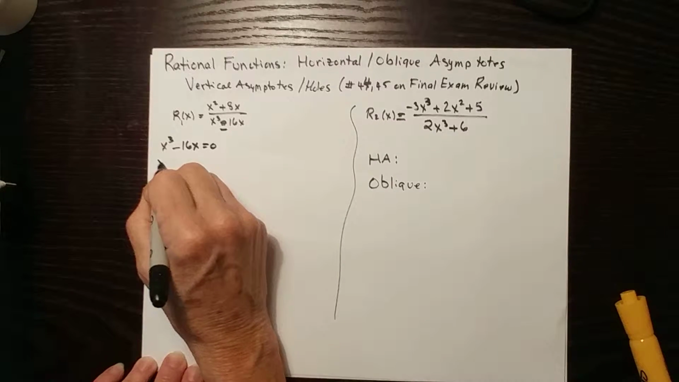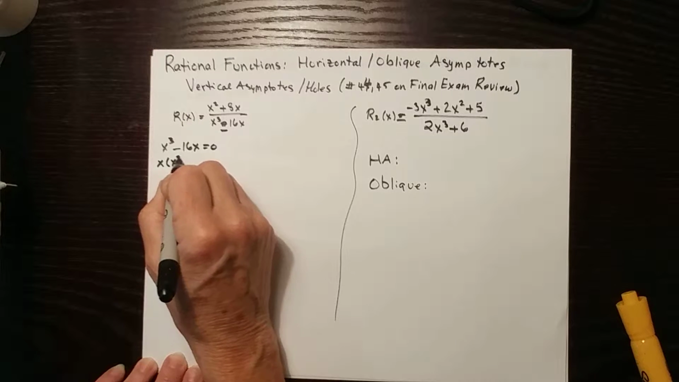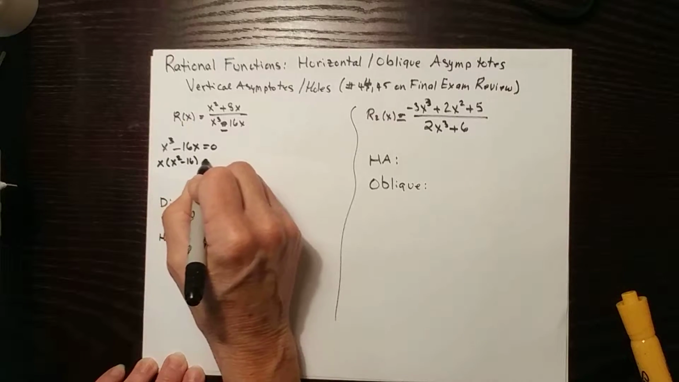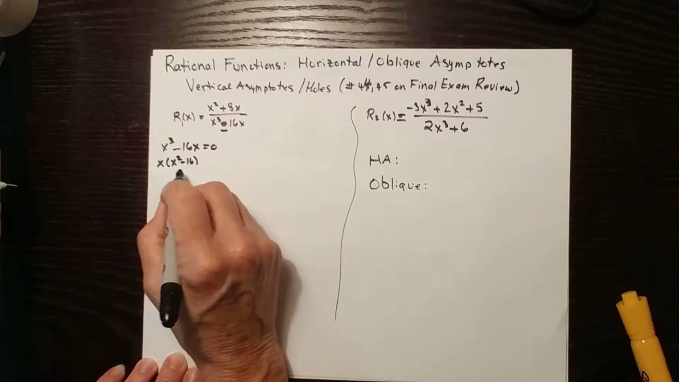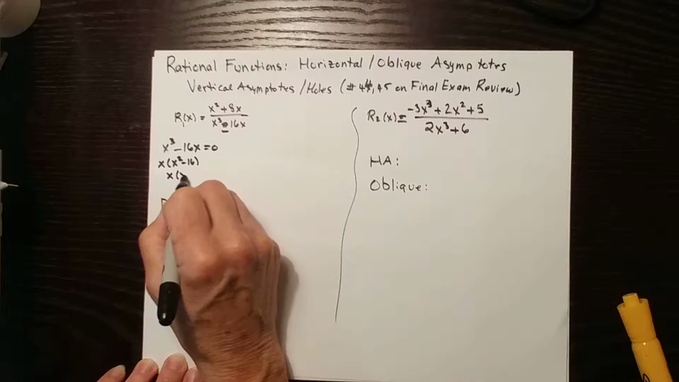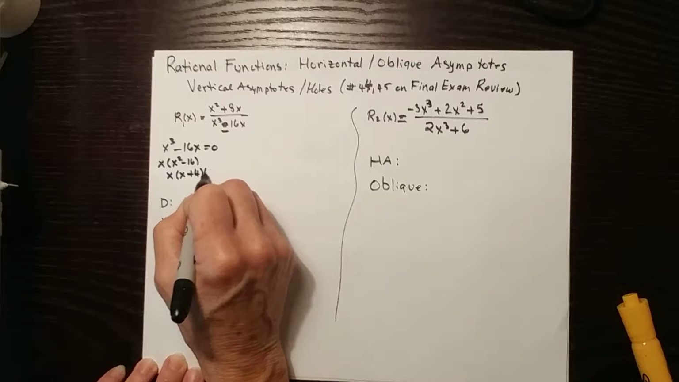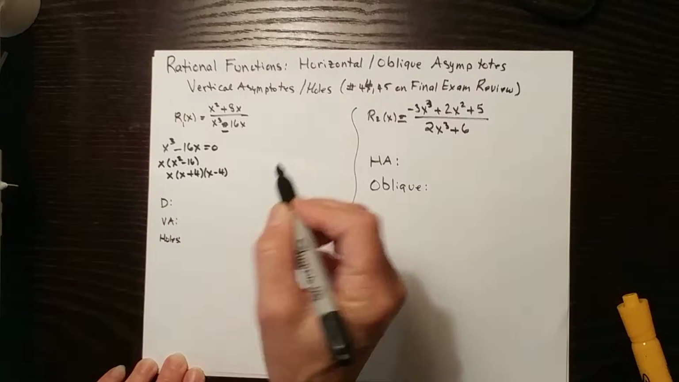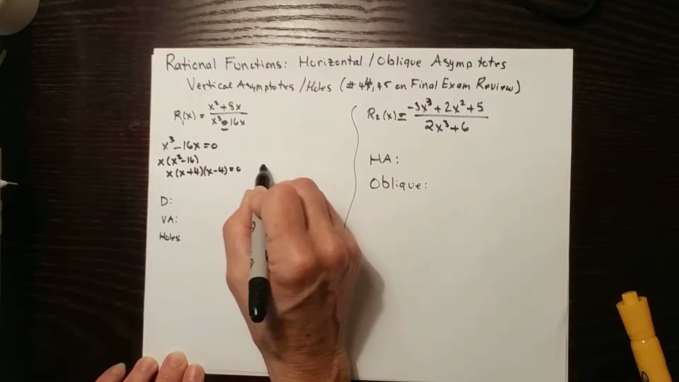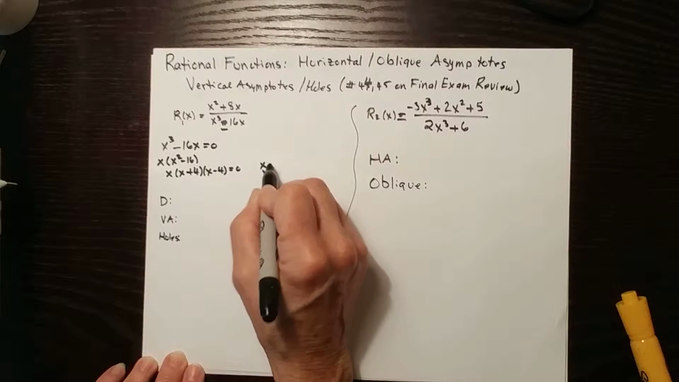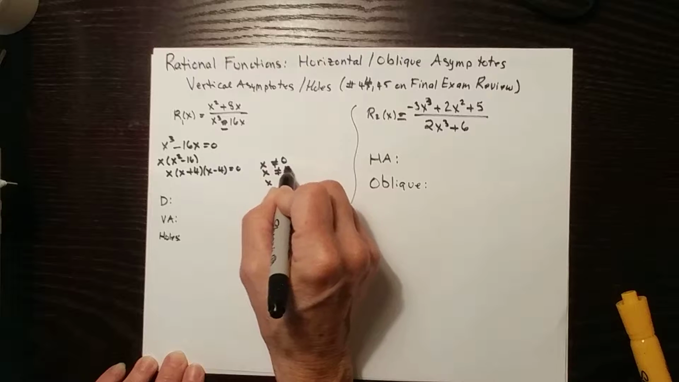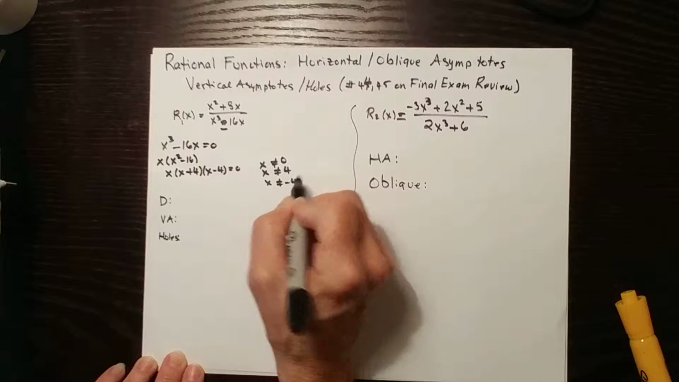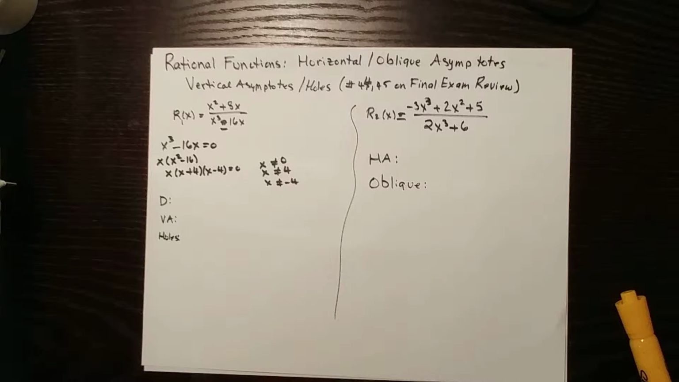So you could factor out an x here, leaving you with x squared minus 16. And then you could recognize this as being difference of squares, x squared minus 16, x times x plus 4 times x minus 4, and you could set that equal to 0 and say, okay, well, x is not allowed to be 0, it is not allowed to be 4, it is not allowed to be negative 4. Those are the three values that we have to discard.